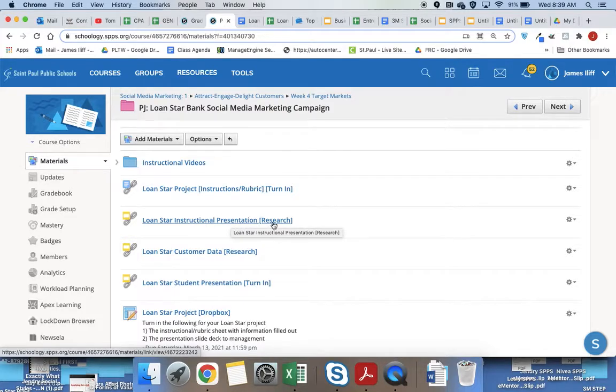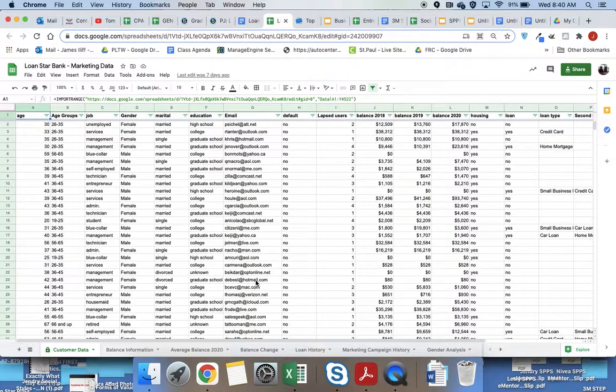I've got my presentation here, my slide deck, so if you want to review anything in there, it's here. And then really important, these 2 are really important because this is the customer data. This is the customer data that you will be using to pick your customer segment. So let's go look at what that data looks like. I'm going to give you a quick overview of it. There's an instructional video if you want more depth.